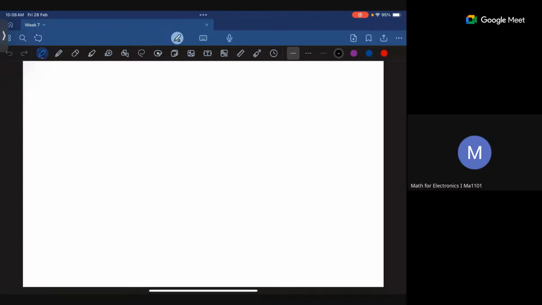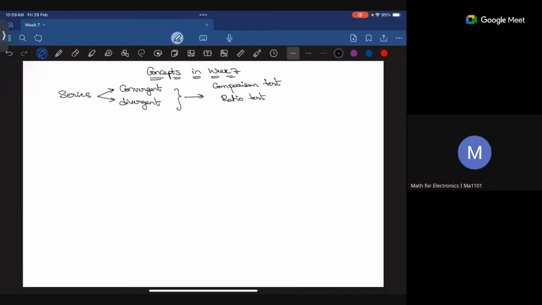Okay, so in week 7, the concepts that you have to focus on: you should really understand what a series is. After you observe the series, you should be able to classify it as convergent or divergent. There are different tests that we are going to study to conclude this convergence and divergence. There are 3 different tests. The first one we are going to study is the comparison test, and then the ratio test and the root test. So these 3 different tests will tell us whether a series is convergent or divergent.